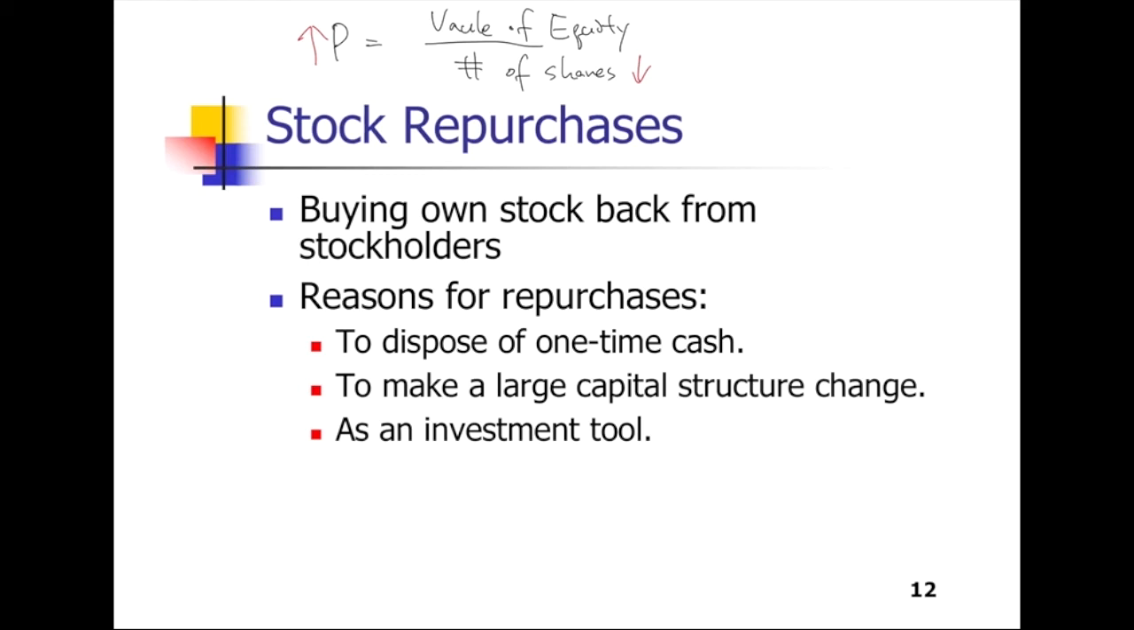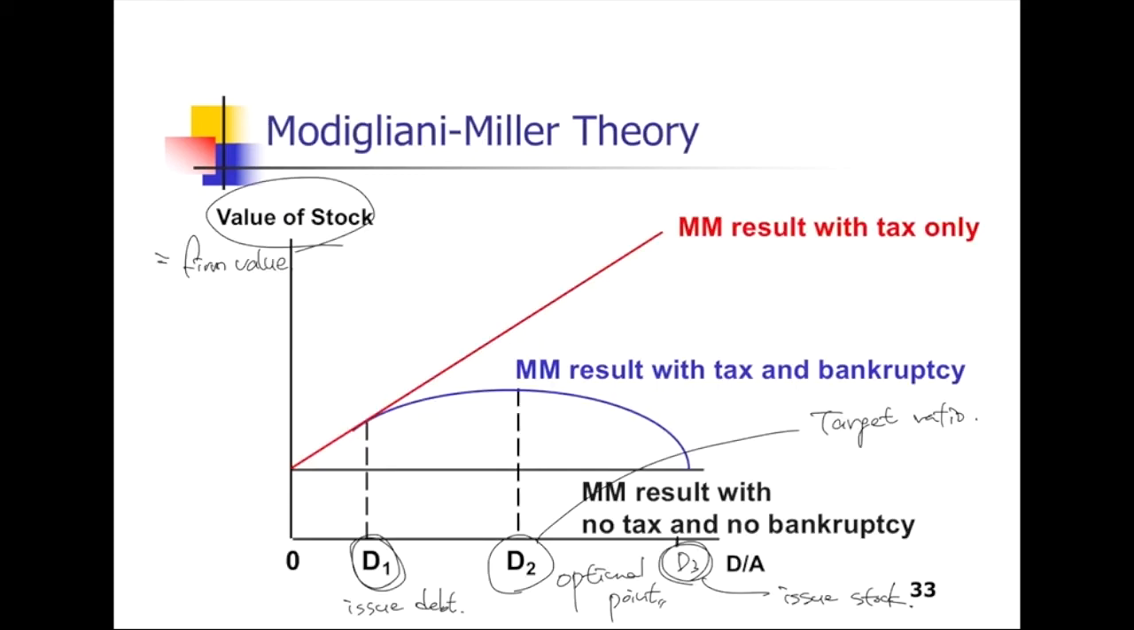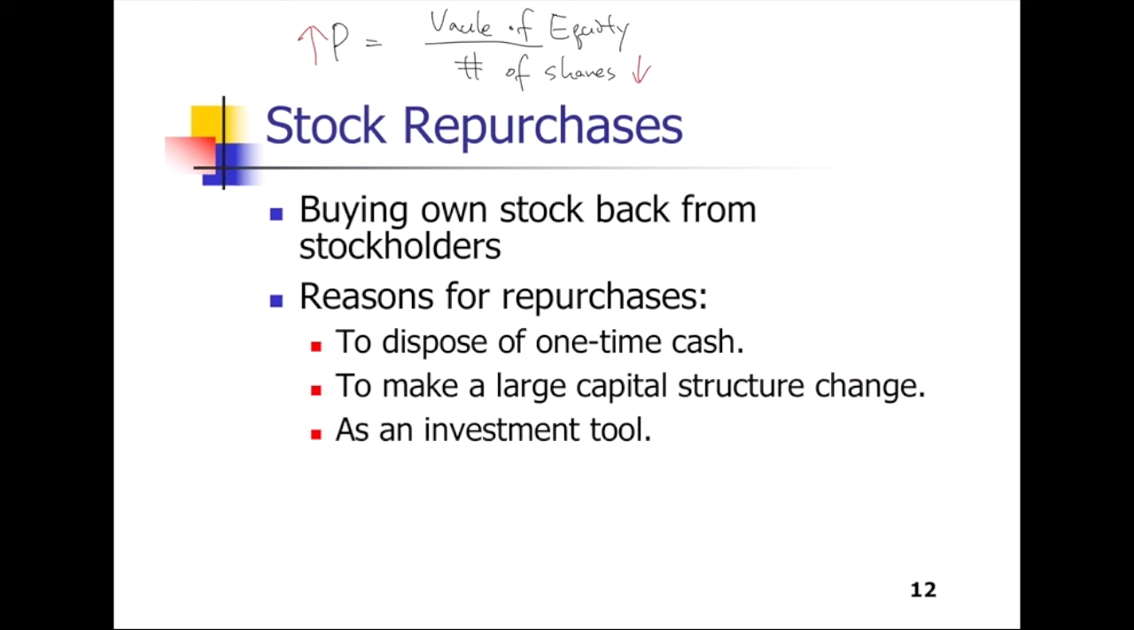Do you remember the financing decision? If the current debt ratio is lower than the optimal debt ratio, the firm issues debt, right? And the proceeds are used to buy back the stock. Buying back the stock means the stock repurchase. So in this case, the number of shares decreases and the debt ratio increases, right? So the firm can use stock repurchase to make a large capital structure change.